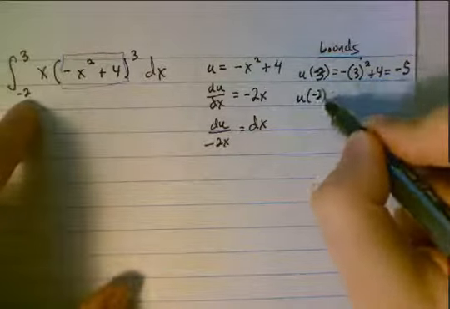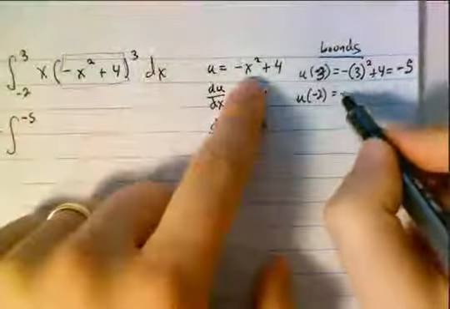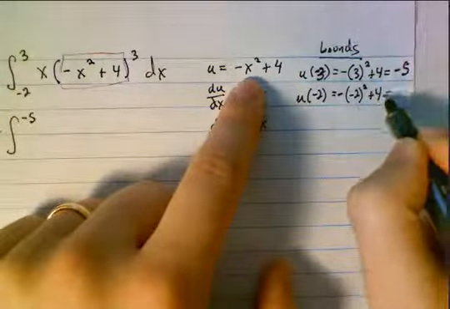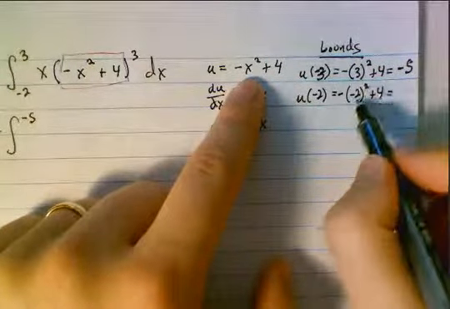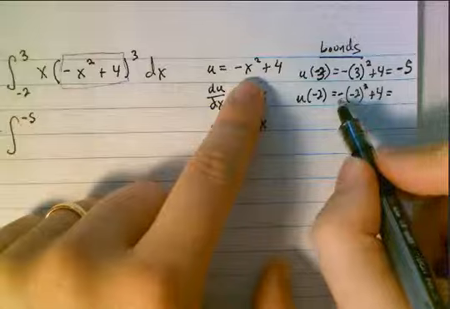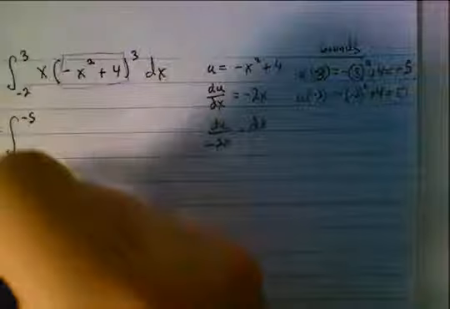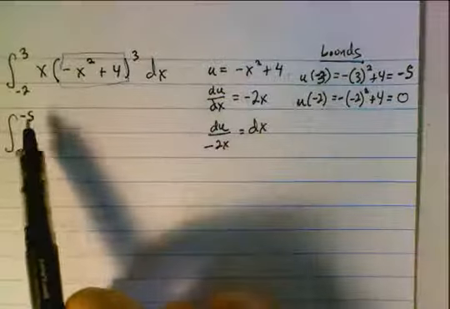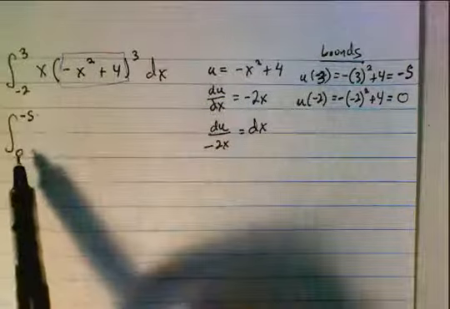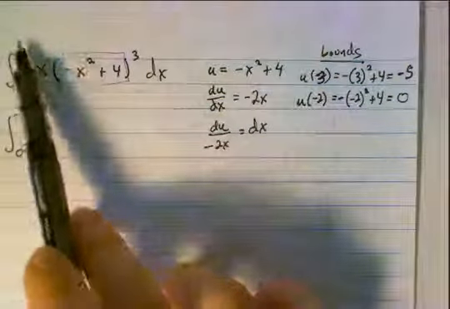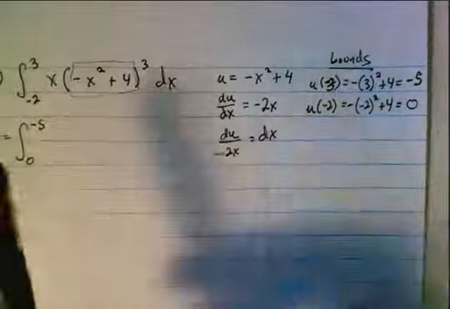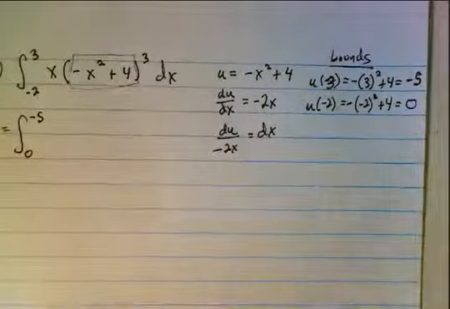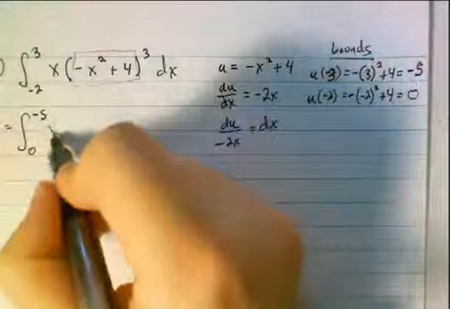For u of negative 2, we've got negative 2 squared plus 4. So negative 2 squared is 4, times the negative is negative 4. Negative 4 plus 4 is 0. So that's my lower bound. Notice this one is now smaller than this one. That's okay. Whatever was on top here stays on top here. Whatever was on the bottom stays on the bottom. Does not matter if it's larger or smaller.